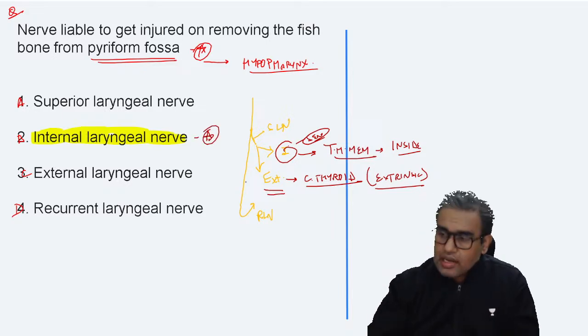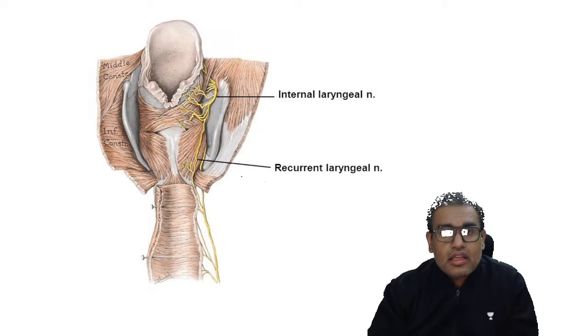Let me show you an image over here. This is the image. Here you can see the recurrent laryngeal nerve being shown, recurring back from here, from below.